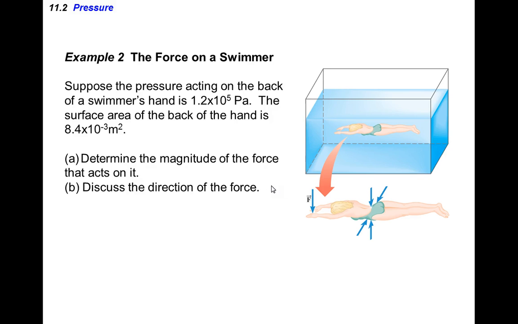So we have this swimmer. Suppose the person's not dead, she's just floating. Sorry that it's creepy. Suppose the pressure acting on the back of a swimmer's hand, why are we looking at her hand in particular? I don't know, is 1.2 times 10 to the 5th pascals. The surface area on the back of the hand is 8.4 times 10 to the negative third meters squared. Determine the magnitude of the force that acts on it. Discuss the direction of the force.